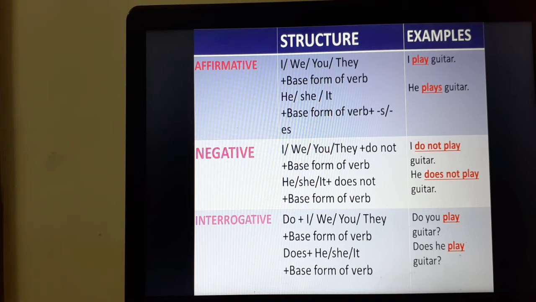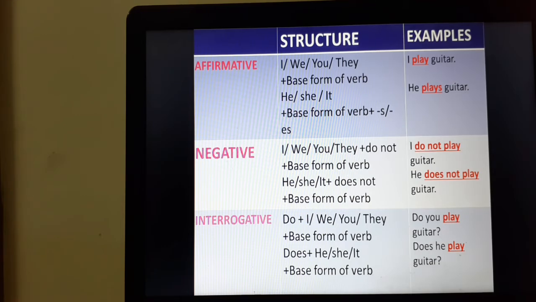In negative, I or we, you or they plus do not plus the V1, that is the base form of the verb: I do not play guitar. He or she or it plus does not plus the base form of the verb: he does not play guitar. In interrogative, do plus I or we or you or they plus the base form of the verb, that is do you play guitar, and does plus he or she or it plus the base form of the verb. So these are the structures that are used in the simple present tense.